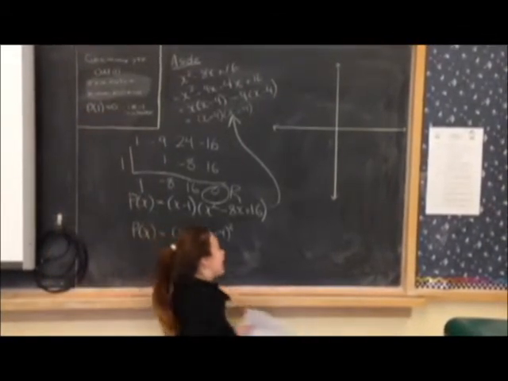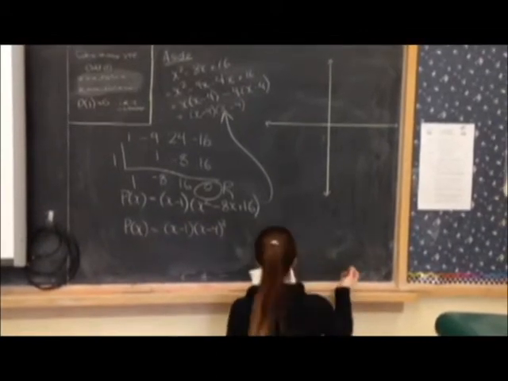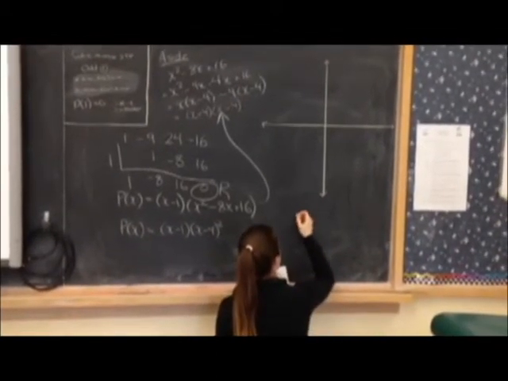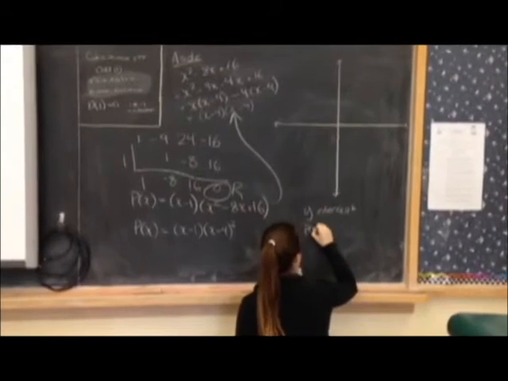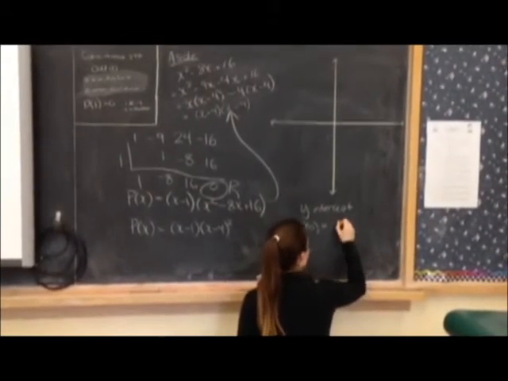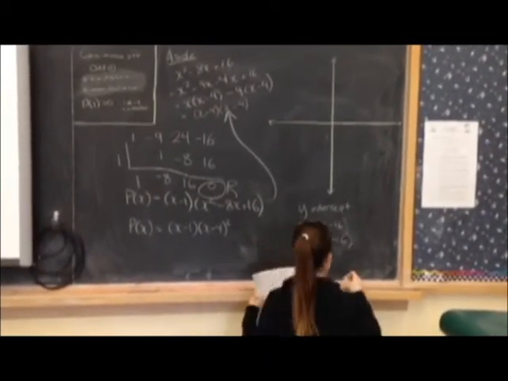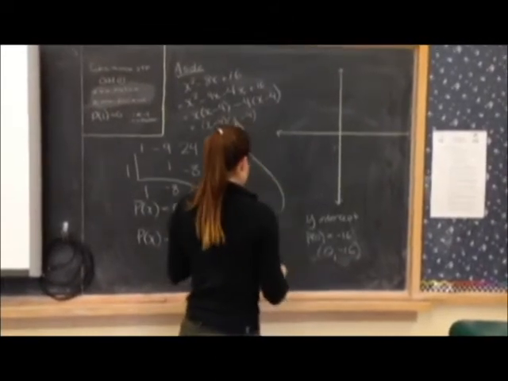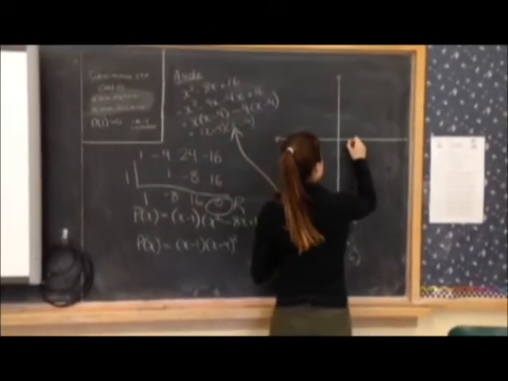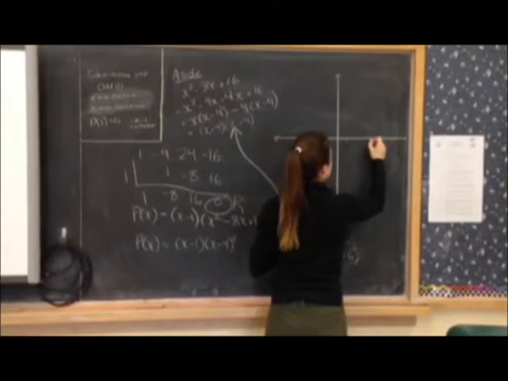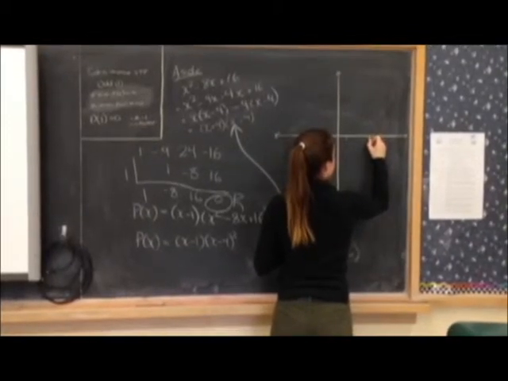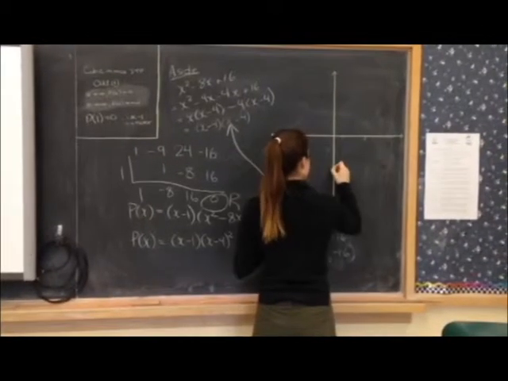Now crawl on the floor to a better location and figure out your y-intercept. Sub in 0 to the original equation and you should get negative 16. So the y-intercept is (0, negative 16). Now using your factored equation, plot the zeros. In this case, x minus 1 will become 1 if you solve for x, and x minus 4 will become 4 if you solve for x. Then plot your y-intercept at (0, negative 16).